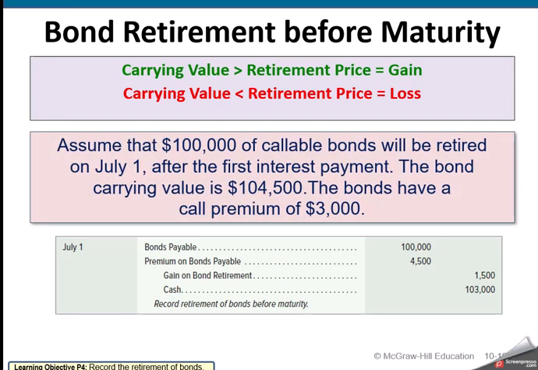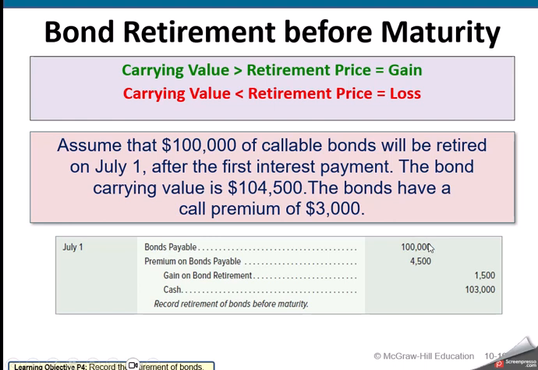Now, what if we retire them before maturity, which we could do? We call those bonds, if they're callable, the company could choose to call them in. So if it says the bonds have a carrying value of $104,500, and then there's a call premium of $3,000. So that means they're going to have to pay $103,000 to call those bonds in.